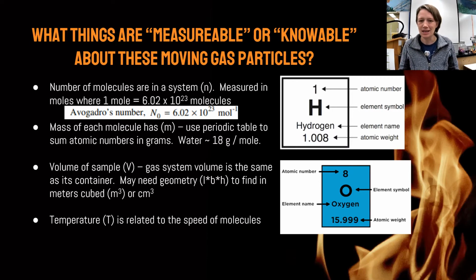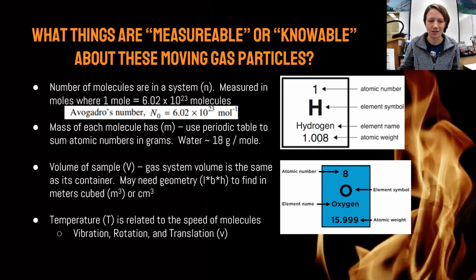And the last thing that is measurable or knowable is the temperature. And we would use a thermometer or a thermocouple or a probe of some kind to measure the temperature of a system. And you're pretty familiar with how thermometers work, I'm sure, from previous science classes, but we're going to learn more in this unit about what is actually happening in a thermometer and why the temperature of a gas changes when we make different changes to the system.